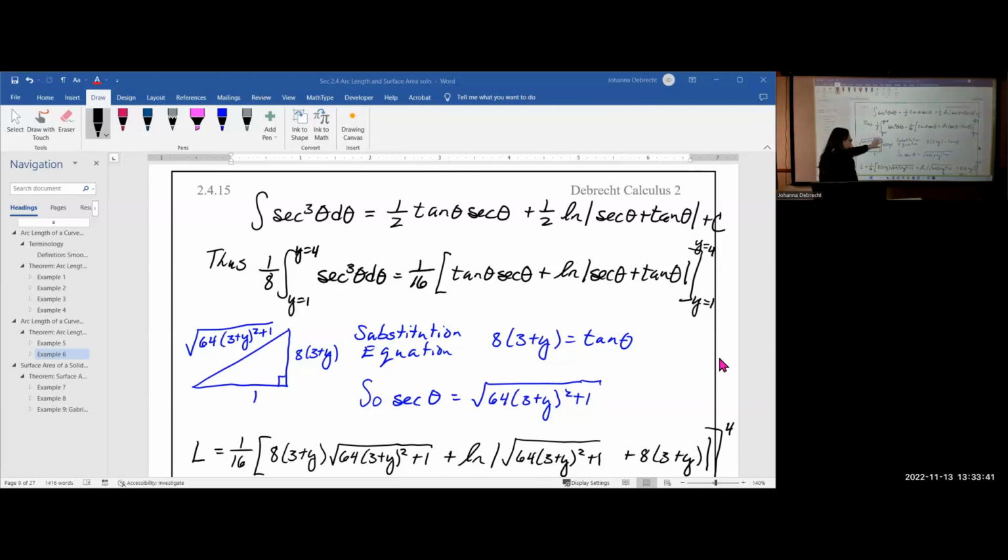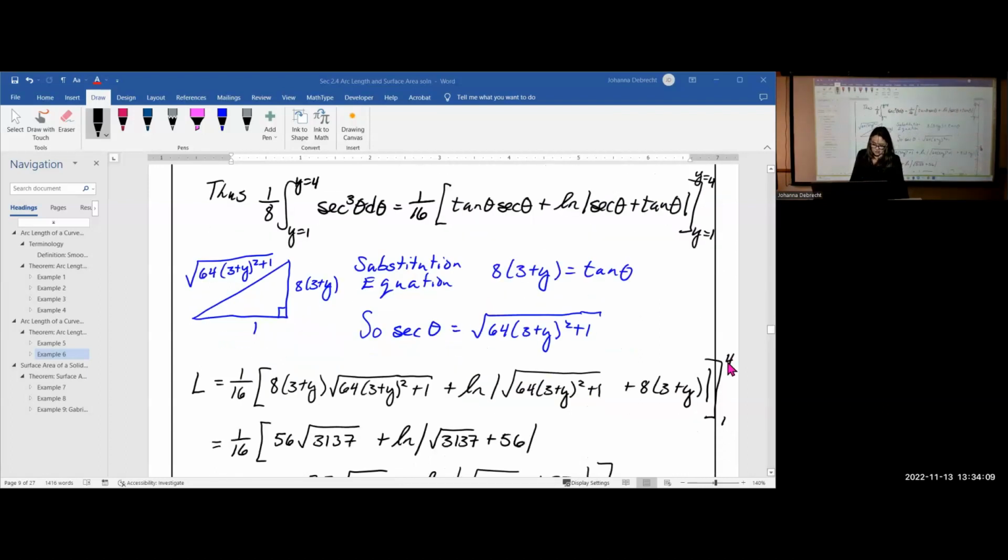And then we draw the triangle, which you see here. We know tangent of theta is 8 times 3 plus y, so that over adjacent is 1. And that builds the Pythagorean theorem, giving us the hypotenuse. Based on the triangle, then, I know secant of theta has to be this expression, and I already know that tangent theta is this one. And those are the only trig expressions I have. Then I go ahead and substitute those values in place of that expression up here. So tangent of theta gets replaced with this, secant of theta gets replaced with this, and you see these being substituted.